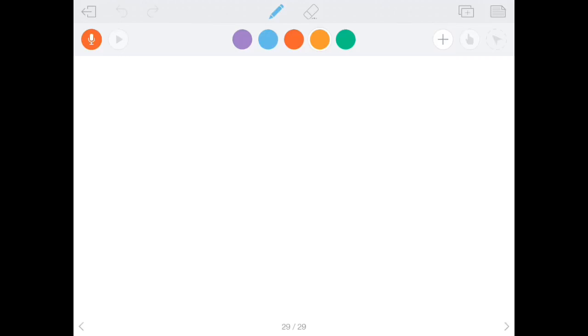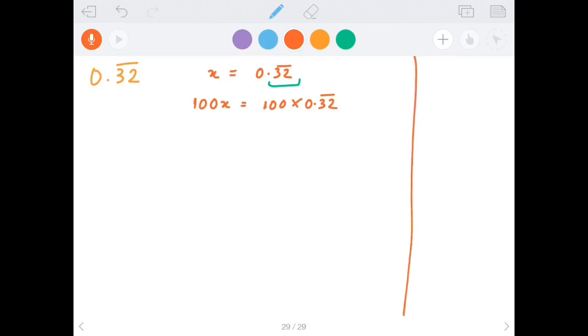Now let me take another case where there are two numbers under the bar. So I'm going to take this example of 0.32 bar, where both 3 and 2 are under the bar. Here we notice that there are two numbers under the bar. Therefore, it is essential for us to multiply both sides by 100. So it's going to be 100x is equal to 0.32 bar into 100. I'm going to show that on the right hand side.